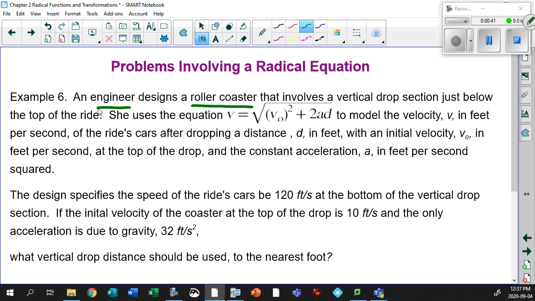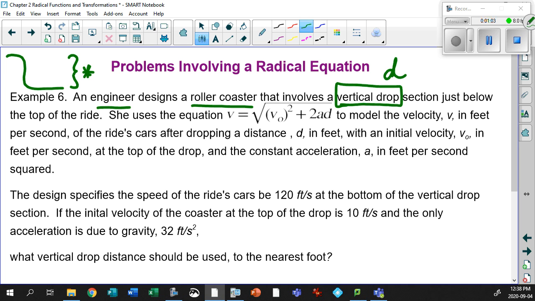Okay, I'm distracted here. All right, so an engineer designs a roller coaster that involves a vertical drop section. Okay, so we got to have a vertical drop section. Vertical drop usually means some sort of distance, just below the top of the ride. So what we've got here is the top of the ride, and we're going to go down like this. That would probably be your vertical drop section right there.